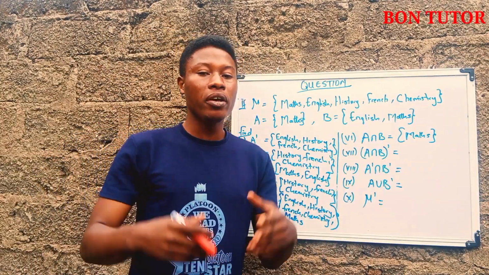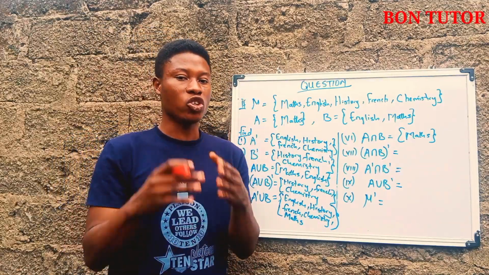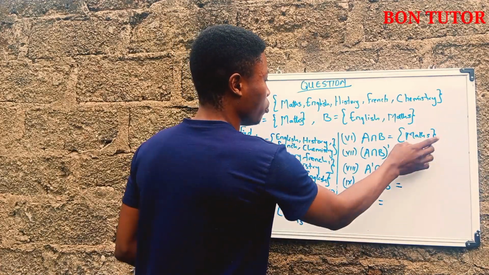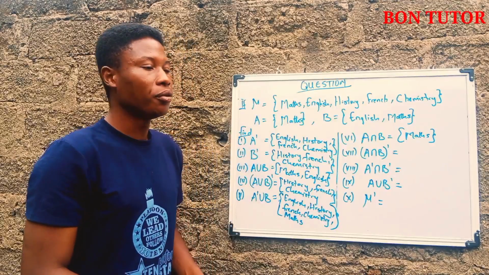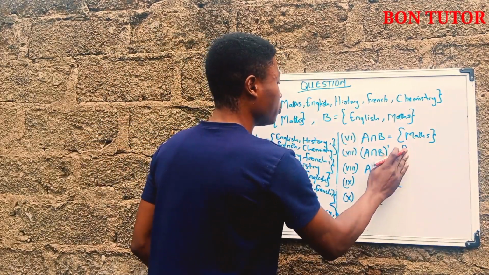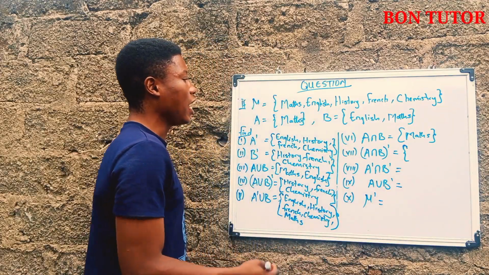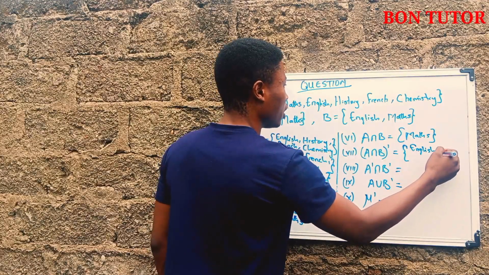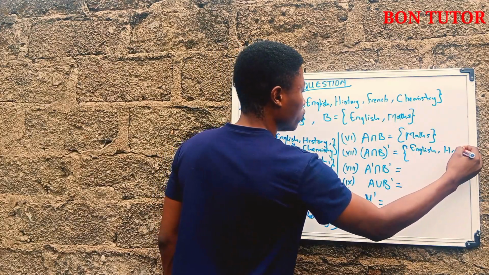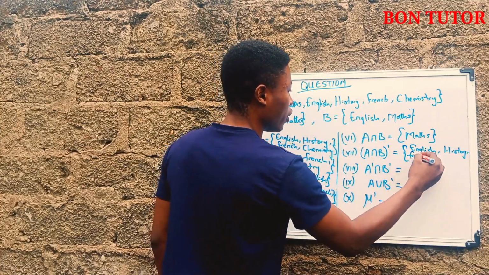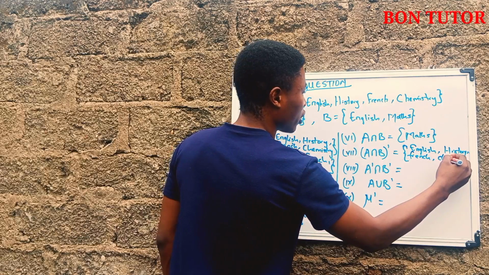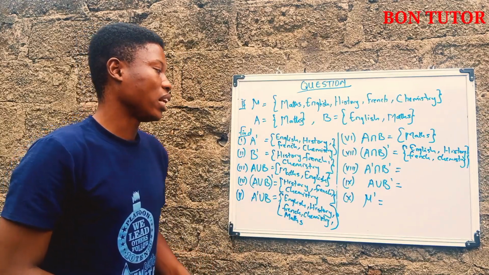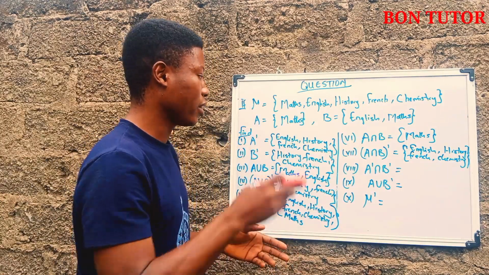And (A intersection B) prime, that is A intersection B in brackets, then prime outside. That means you are looking for what you can find in the universal set but cannot find in A intersection B. Math will be excluded, then you are left with English, history, French, and chemistry. So those are the elements you have under (A intersection B) prime.